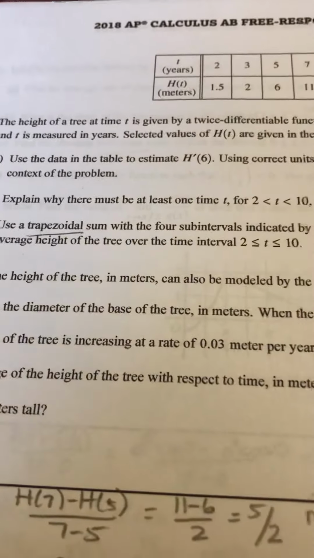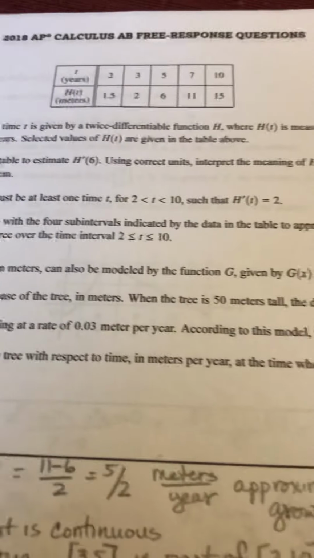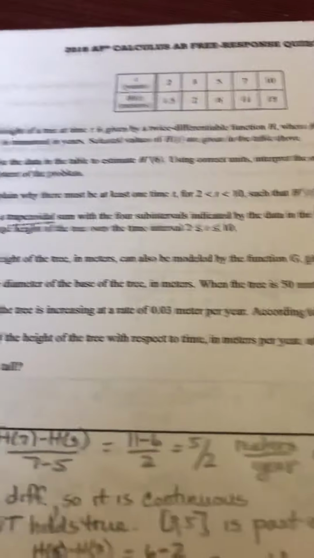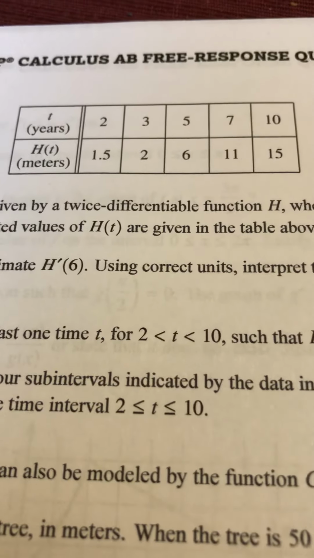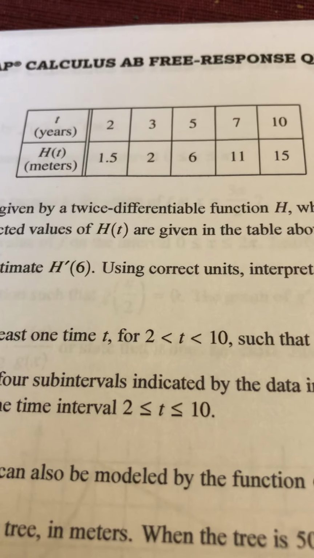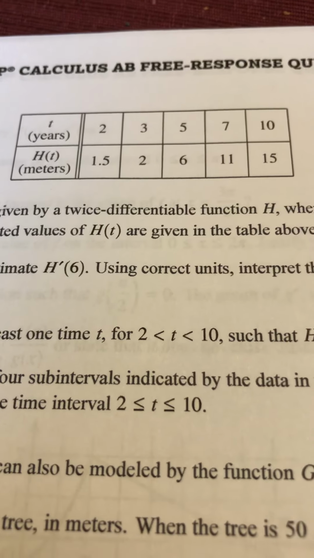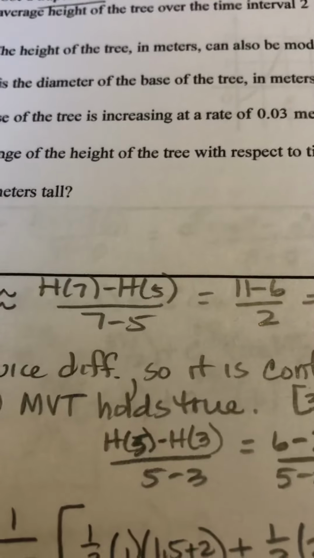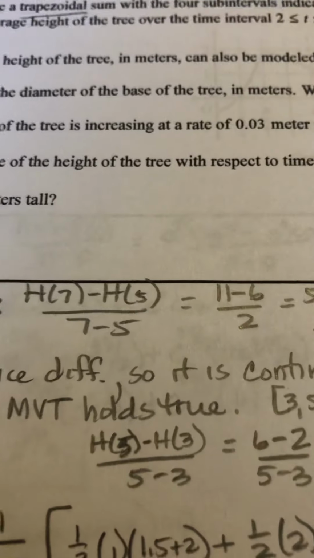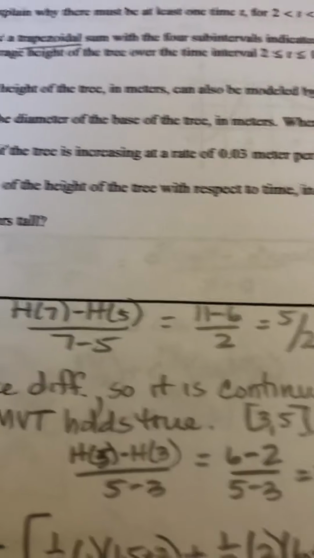Use the data to estimate h prime of 6 and using correct units, interpret the meaning in the context of the problem. Okay, so if we want h prime of 6, well, we have at 5 and at 7, so we might as well use those two values since 6 is right in the middle of them. So we can say h prime of 6 is going to be approximately equal to h of 7 minus h of 5 over 7 minus 5, average rate of change.